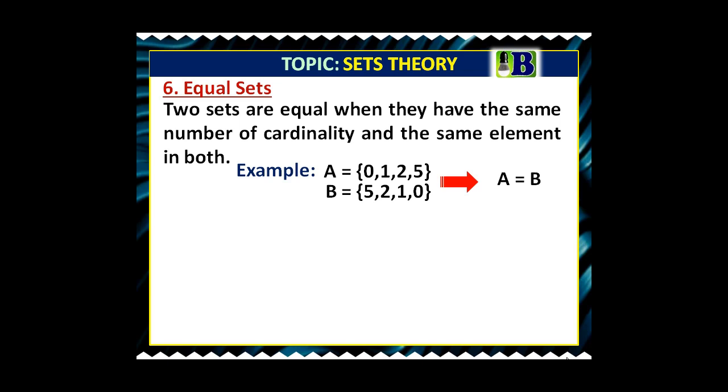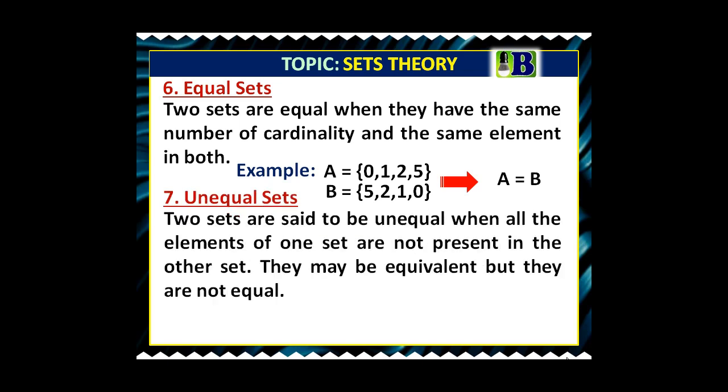If you look at it very well now, there is an example which we want to use to illustrate it. Set A is equal to 0, 1, 2, and 5. Then set B is equal to 5, 2, 1, 0. Let's check the first condition, which is the cardinality. 0, 1, 2, 5 is 4 elements. Then set B, 5, 2, 1, 0, is also 4 elements. If you look at the elements very well, you discover they are the same, even though they are not arranged in the same order. The first one we have 0, 1, 2, 5, and the second one we have 5, 2, 1, 0. They are the same because they have the same cardinality and the same elements inside. They are called equal sets.